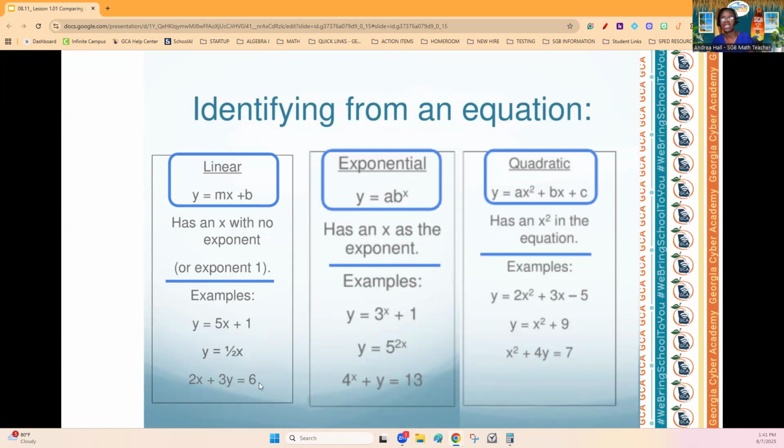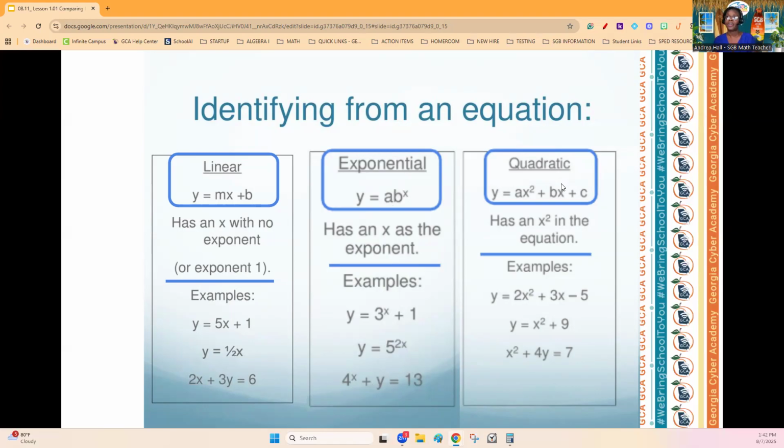2x plus 3y equals 6 is also a linear function because the x has a highest exponent of 1, and there's no exponent on that y either. An exponential function has an x as the exponent. Y equals 3 to the x. Y equals 5 times 5 to the 2x power. So you can have a 2 there with the x, but as long as the x is an exponent, it's exponential. 4 to the x plus y equals 13. All of these are examples of exponential functions.